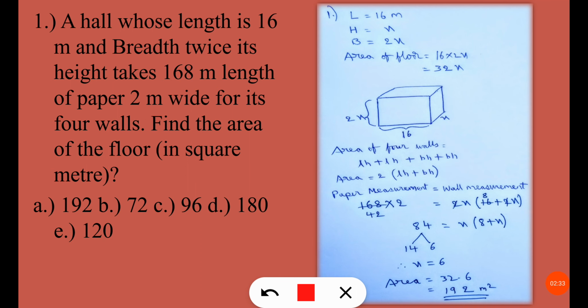When we solve, we will get 84 equal to x into 8 plus x. Now a quadratic equation is going to appear. What are the factors for 84 in which 8 should be the difference? So 14 and 6 will be the factors. Among these two, x equal to 6 satisfies the equation. So put x over here. We'll get area 32 into the x value, which is 6. So 32 into x equals 192 meters square. Option A is the correct answer.